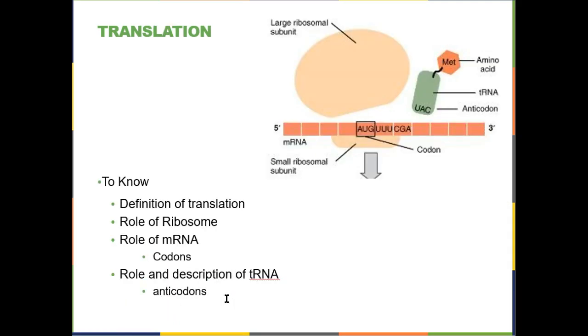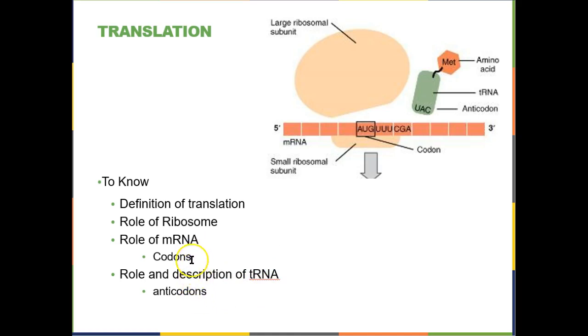This is where things get complicated, but still very much mechanical. So this is translation. Now the mRNA is going to be read off and translated into amino acids. You don't need to be able to describe the whole structure, but you do want to know what translation means, which is what I just said, using mRNA to assemble amino acids. And then you want to know what the ribosome does, what the mRNA does, what is a codon, what the tRNA does, and what is an anticodon.